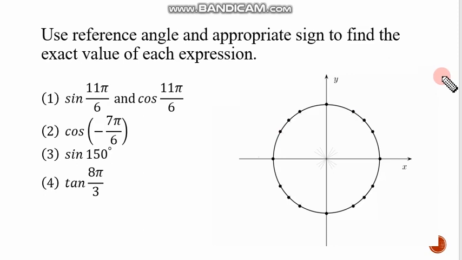Okay, so we will use reference angle and appropriate sign to find the exact value of each expression. Sine 11 pi over 6, cosine 11 pi over 6, and then cosine negative 7 pi over 6, sine 150 degrees, and tangent 8 pi over 3. Before we identify the reference angle and the exact value of each expression, let's identify the quadrant number of the angle. So 11 pi over 6.